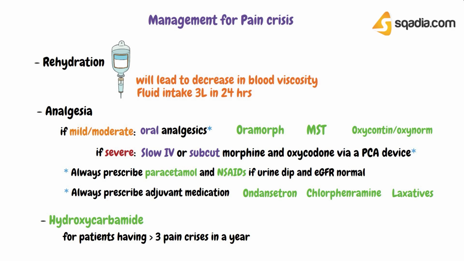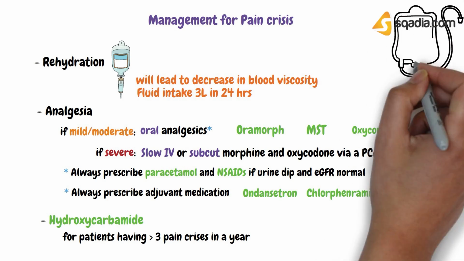The reason why hydroxycarbamide or hydroxyurea is used is because it promotes the formation of hemoglobin F. And hemoglobin F has a much higher affinity to oxygen than hemoglobin S. And that's why it's much harder for hemoglobin F to sickle as compared to hemoglobin S.